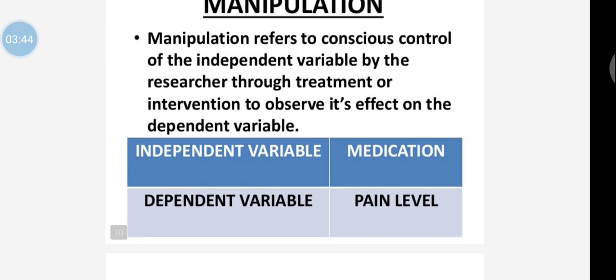First, let us see about manipulation. Manipulation refers to the conscious control of the independent variable by the researcher through treatment or intervention to observe its effect on the dependent variable. Independent variable: medication; dependent variable: pain level.